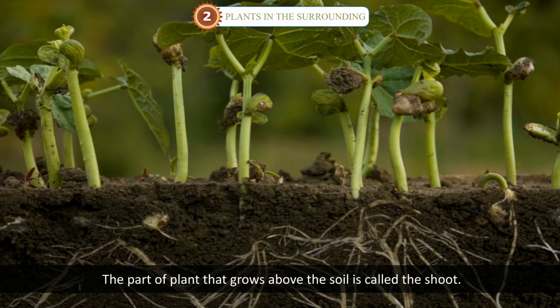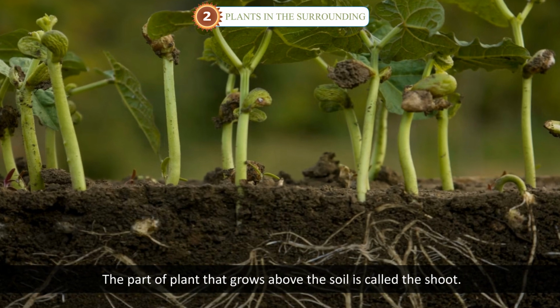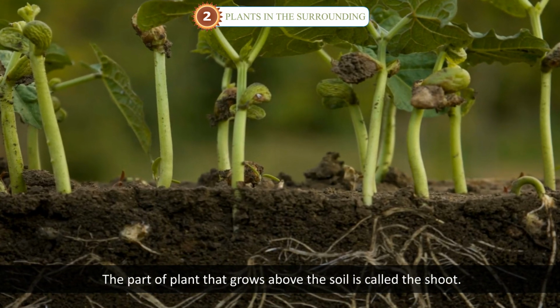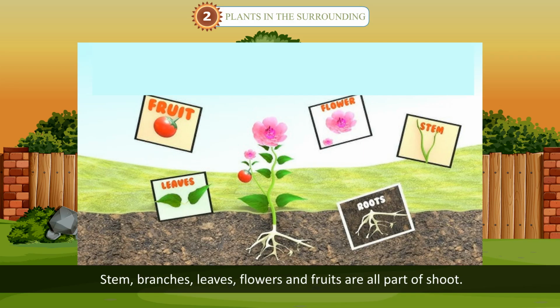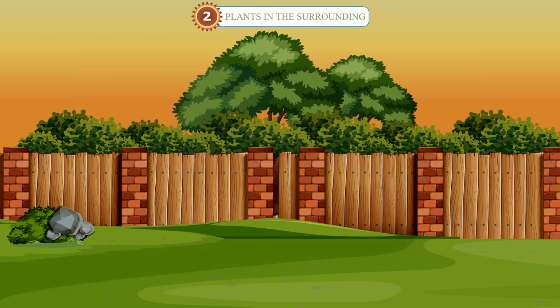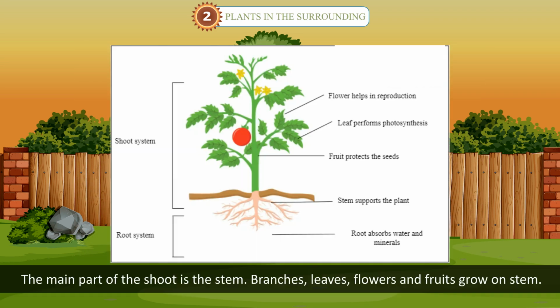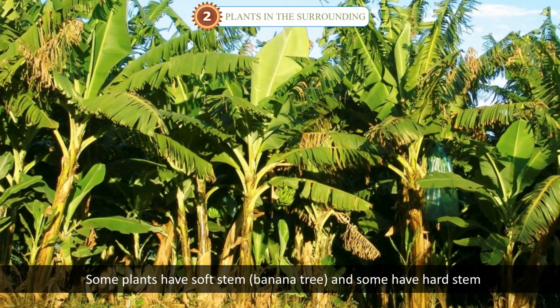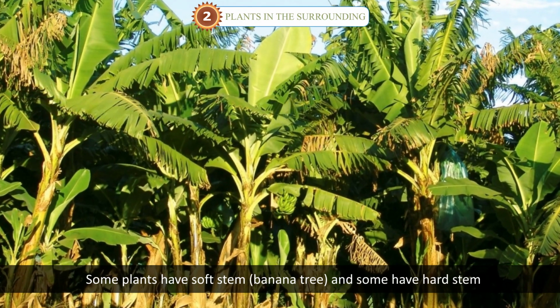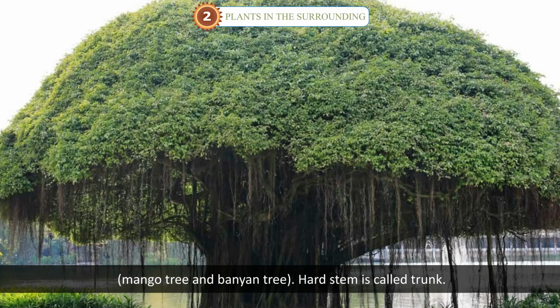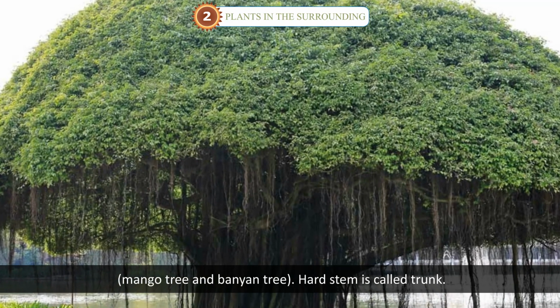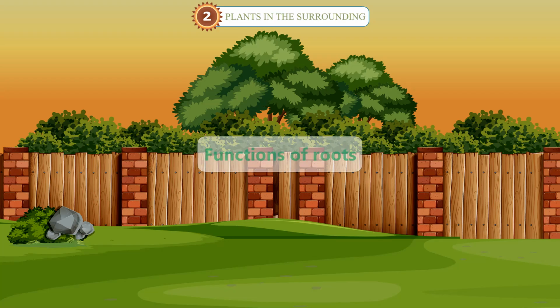The part of the plant that grows above the soil is called the shoot. Stem, branches, leaves, flowers, and fruits are all part of the shoot. The stem. The main part of the shoot is the stem. Branches, leaves, flowers, and fruits grow on the stem. Some plants have a soft stem, like the banana tree, and some have a hard stem, like the mango tree and banyan tree. A hard stem is called a trunk.